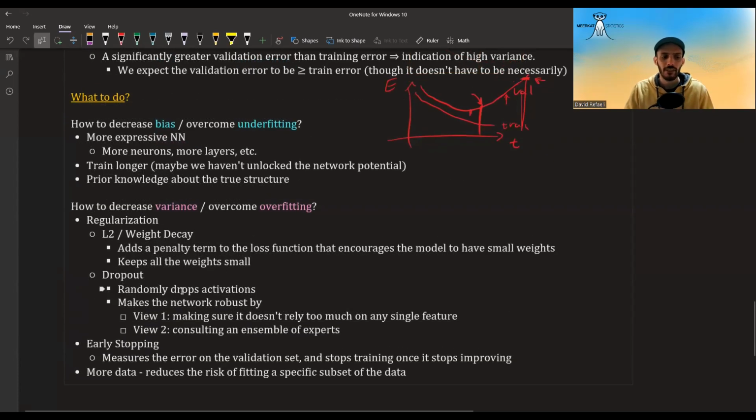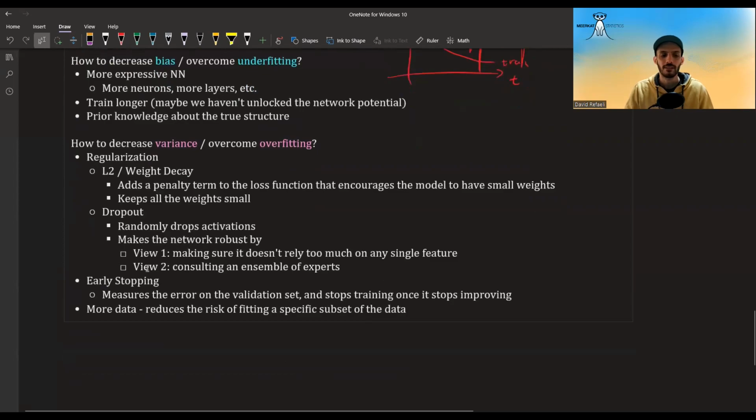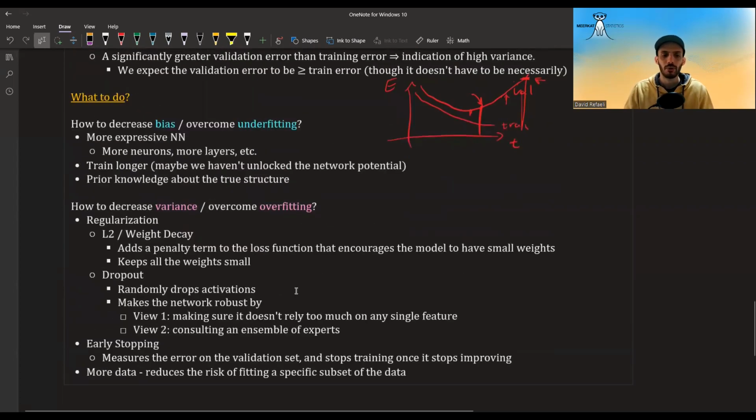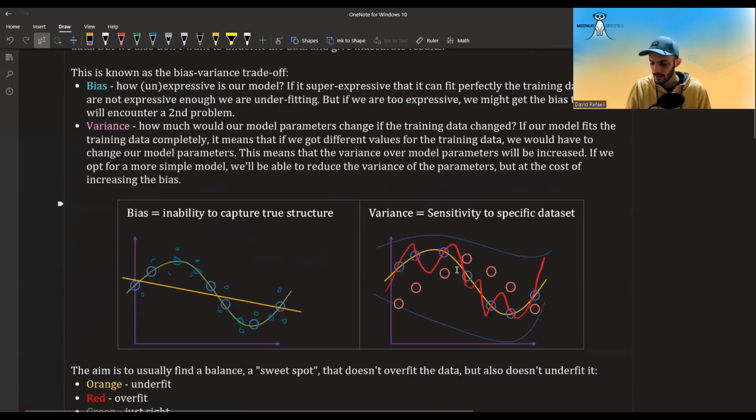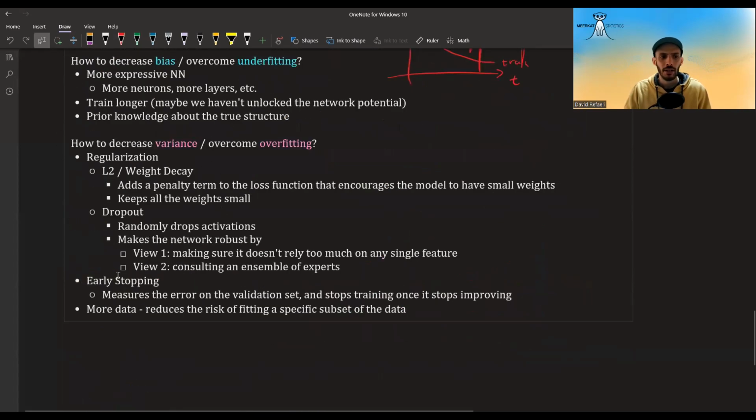And the fourth and final thing that you can do is, of course, get more data. So if you have more data, it reduces the risk of fitting a specific subset of the data and just makes it more reasonable that we are actually fitting the true process and not some subset of the process. So in this example over here, if we had a lot of data, then maybe we would fit something like this. And this is probably more plausible than this orange curve or this incredibly complex red curve.